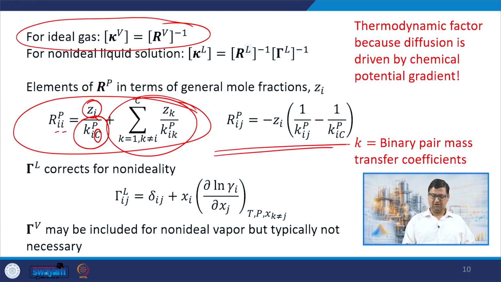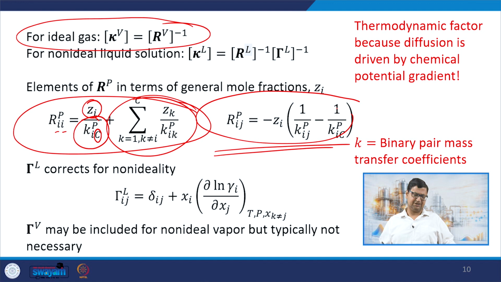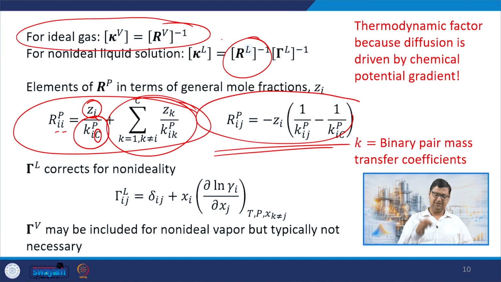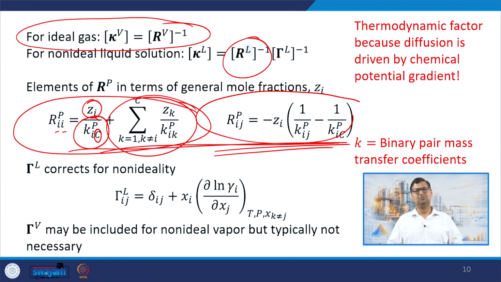And then we have something similar for the terms other than the diagonal terms. Again, there is a detailed derivation for this, but this is true only for the ideal gas. If we have a non-ideal liquid solution, then we multiply this quantity, which depends only on the mole fractions, of course along with the mass transfer coefficients, by another matrix which corrects for the non-ideality.